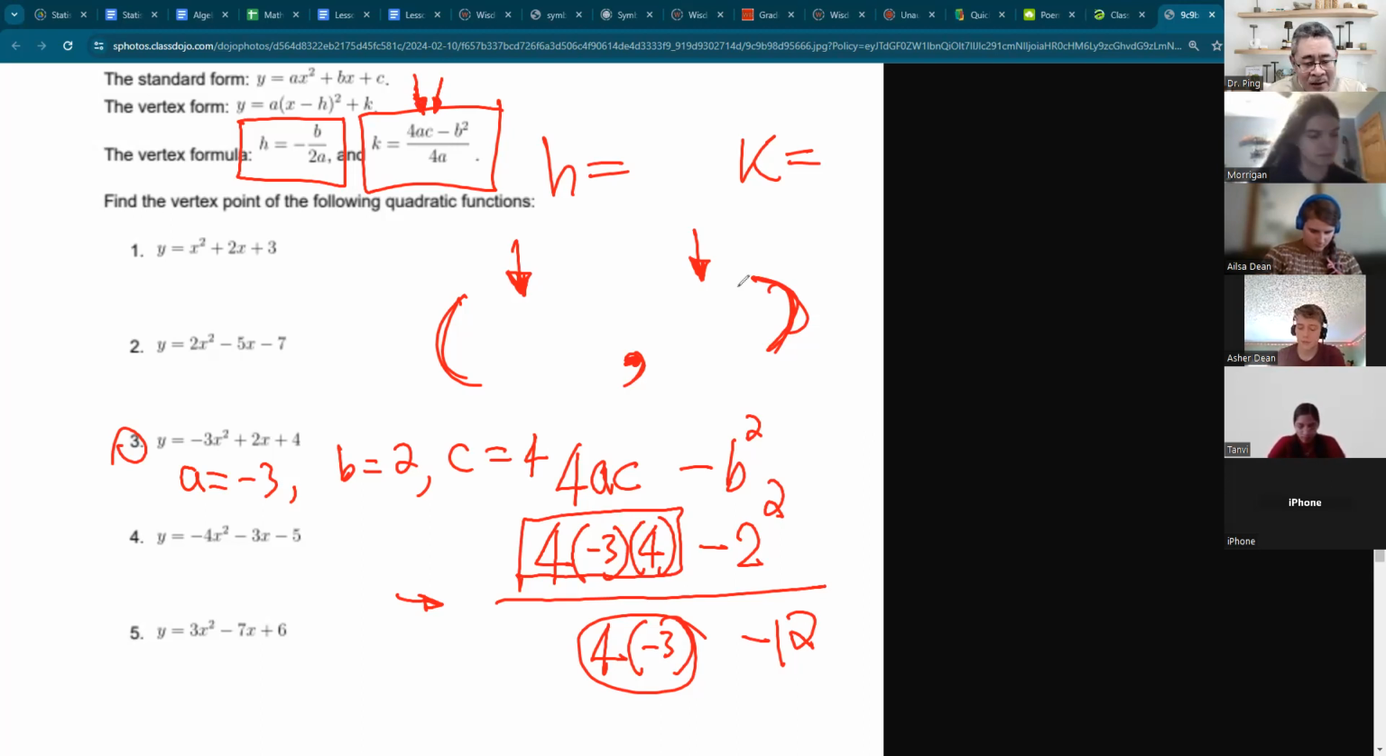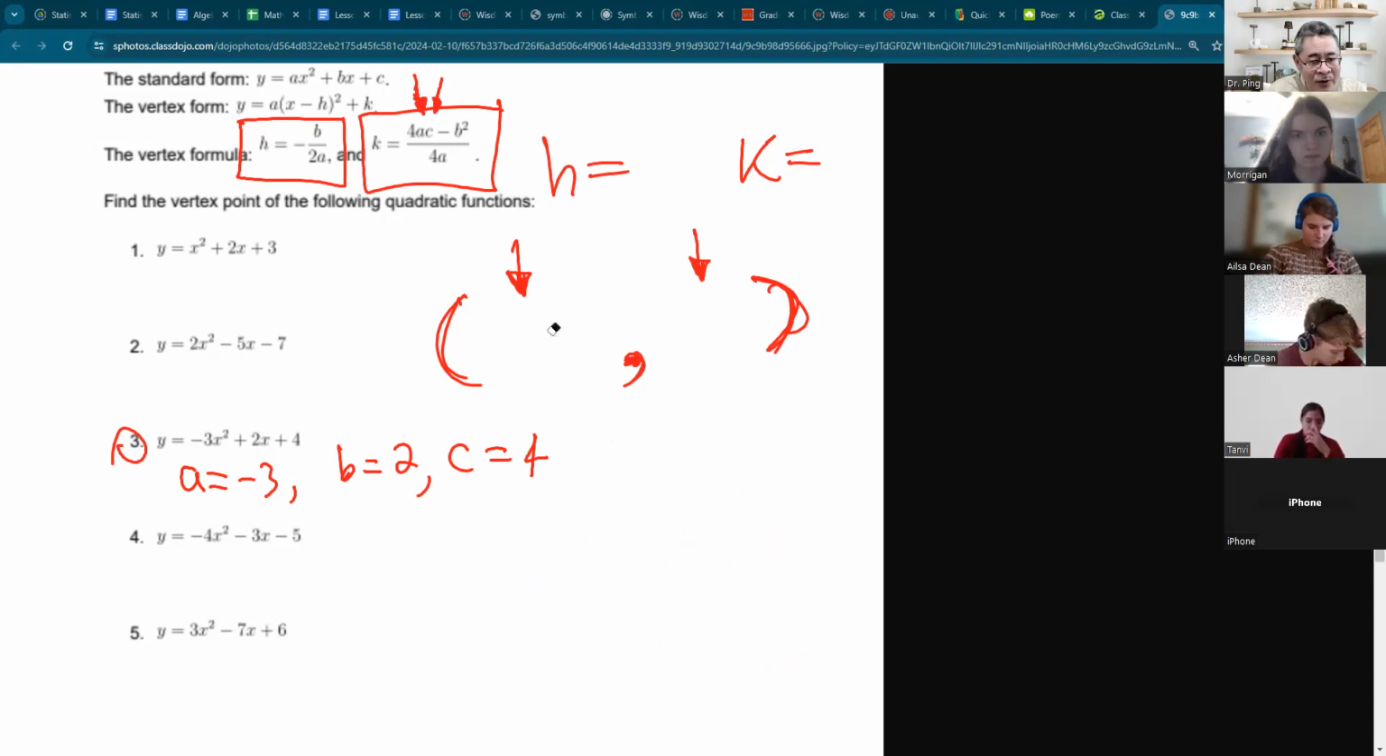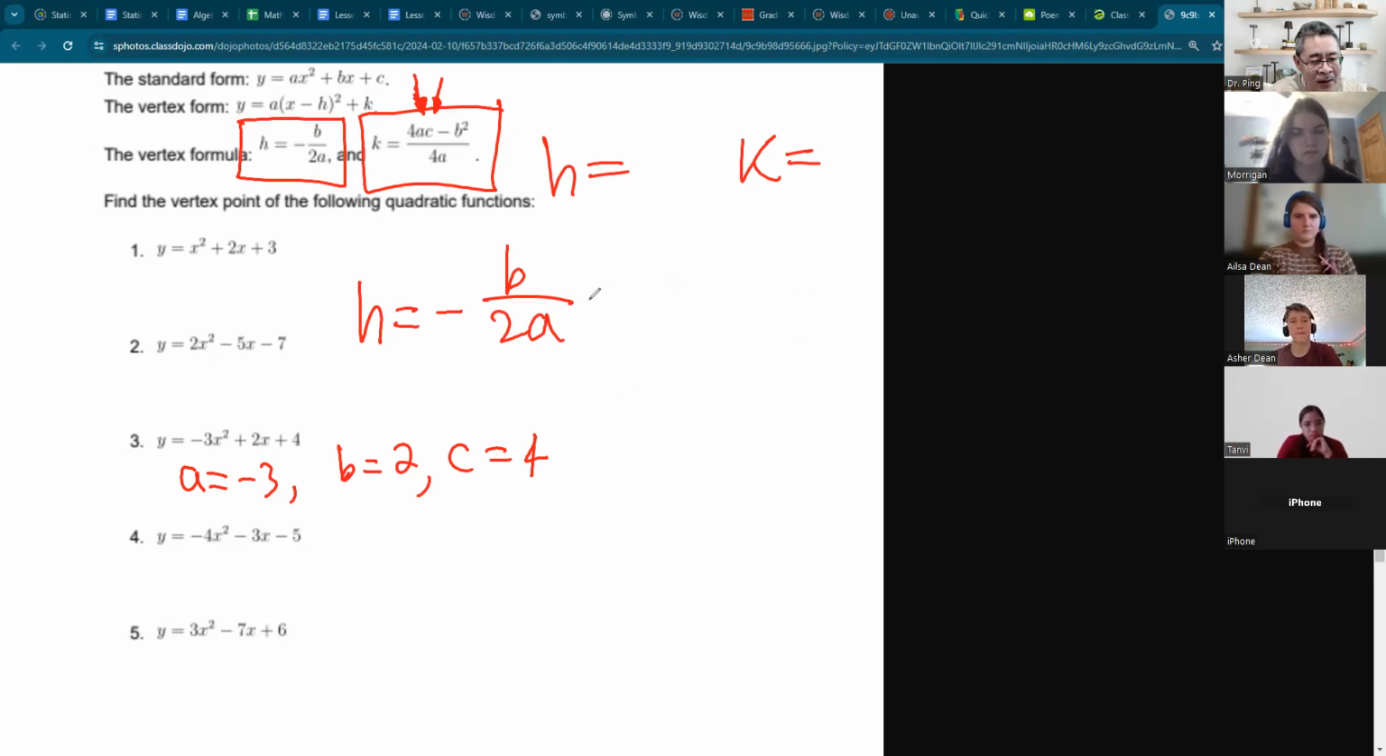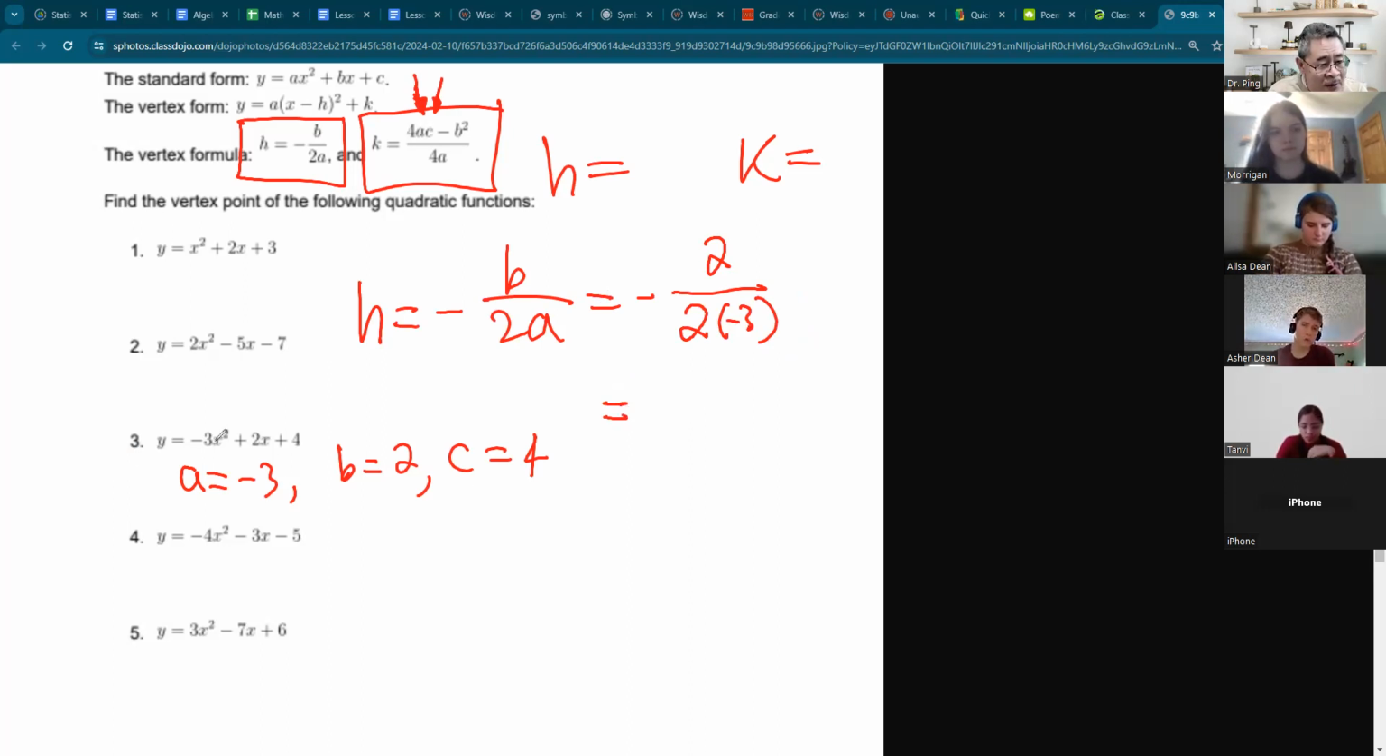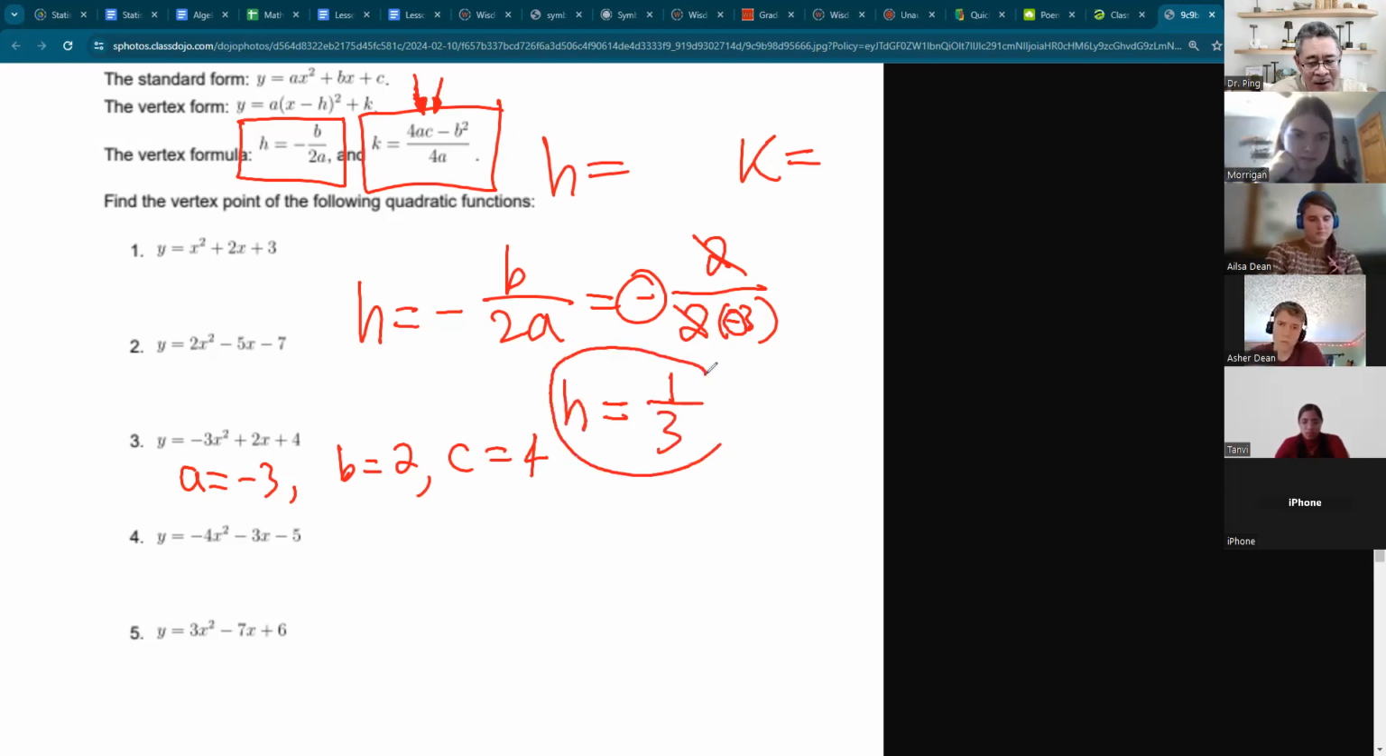I'll show you how to find H. We know H is minus B over 2A. We have a minus here, but B is 2 and A is -3. So now, making sure A is -3, B is 2, C is 4, we can see that the 2 and 2 cancel, but we have a negative here and a negative there. Negative divided by negative is positive, so we get 1/3. That's our H. Are we all good on this one? Yes. Sometimes it's easy to make a mistake on the sign.